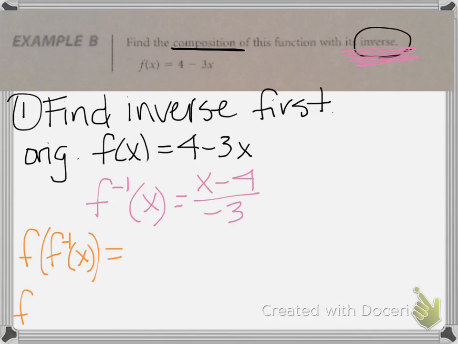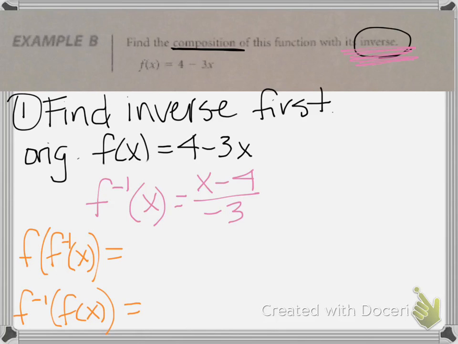Or I could do the inverse function and plug the original function into that. Now, if you remember, compositions of functions, order is supposed to matter. You're not supposed to be able to set them up differently and get the same answer. But this is going to come out a little bit different because we're using the function and its inverse. So let's check it out.